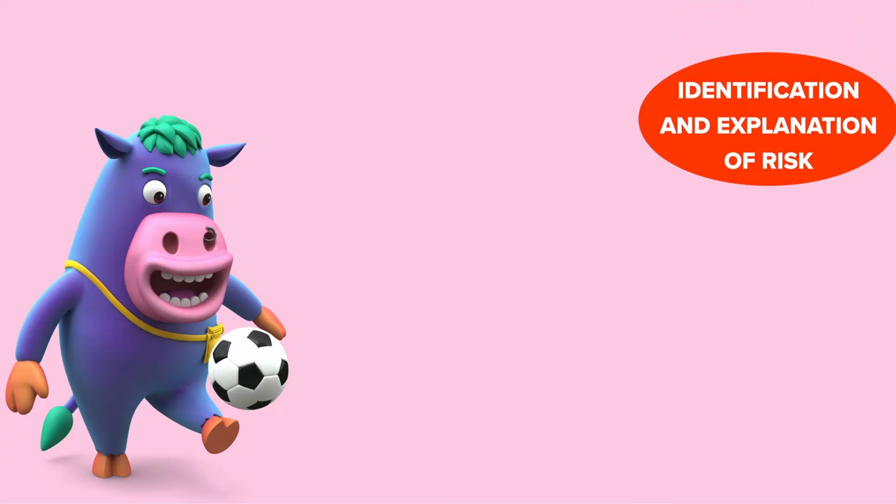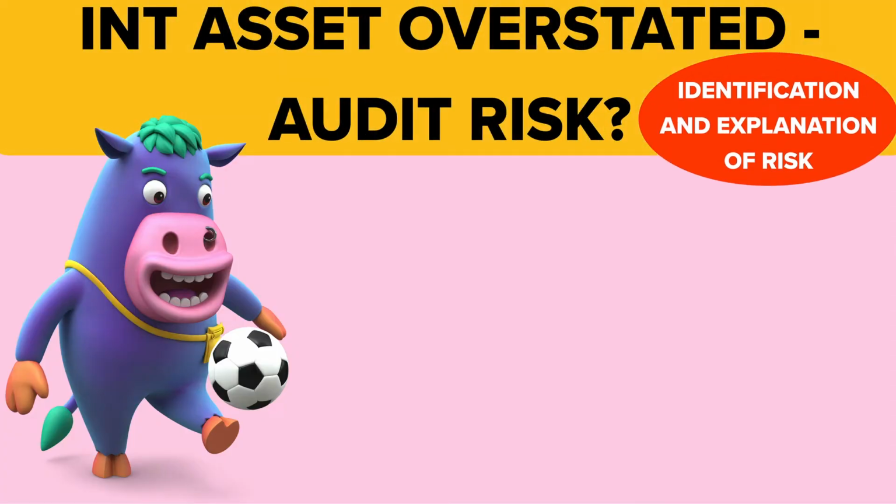So we're trying to identify and explain the risk. Notice what I write here. I write an intangible asset has been overstated or has possibly been overstated. An intangible asset, not a normal asset. I'm being really to the point. If not, you don't get the marks. You can't just say non-current assets. You have to say intangible assets.